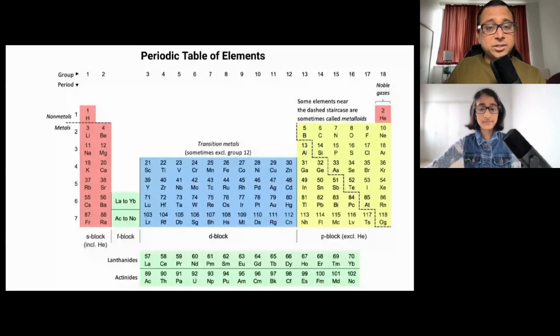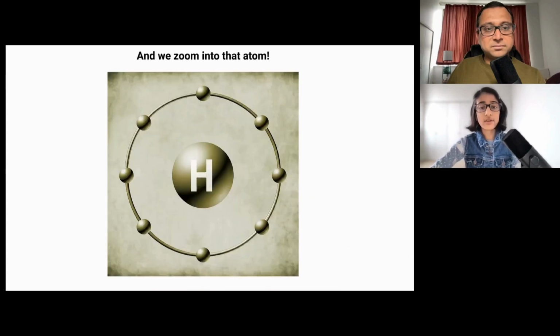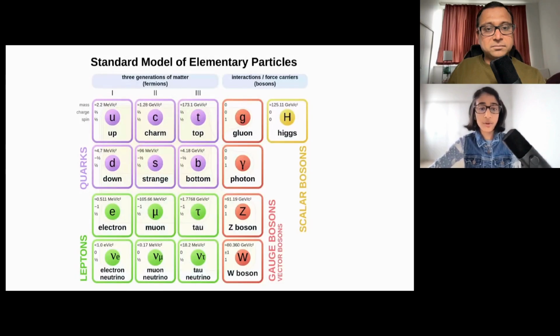Oh, I recognize what you're showing. It's the periodic table of elements. That's correct. So let's say that we just take a hydrogen atom from the periodic table, and then we zoom into that atom, and what we get is the standard model of elementary particles.